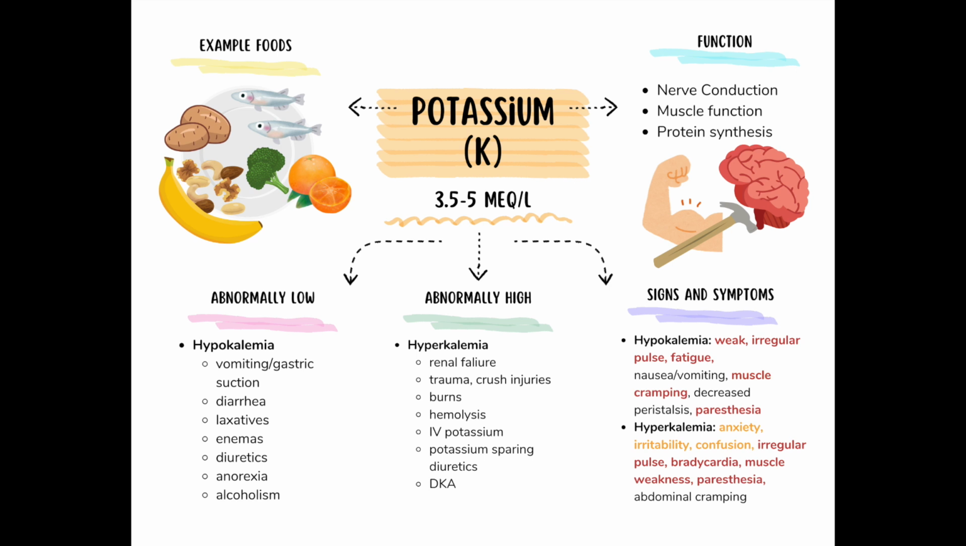The signs and symptoms that come with hyperkalemia are anxiety, irritability, confusion, irregular pulse again, so having too much potassium can still affect those muscles, aka the heart, bradycardia, muscle weakness, paresthesia, and abdominal cramping. Foods that have potassium, I know that we often think of bananas, but there are many other foods that have high potassium. So fish, potatoes with skin, nuts, broccoli, and citrus fruits.